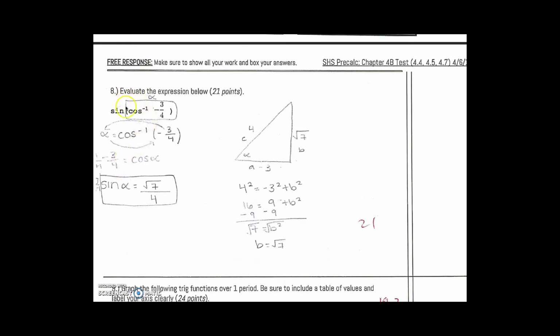This one shows putting it set equal to a variable, they have alpha. They showed taking the inverse. They have their triangle here. The Pythagorean theorem is correct, and then the correct ratio for sine. I gave full credit for this problem. The only thing I would like to see is that this was on the unit circle.